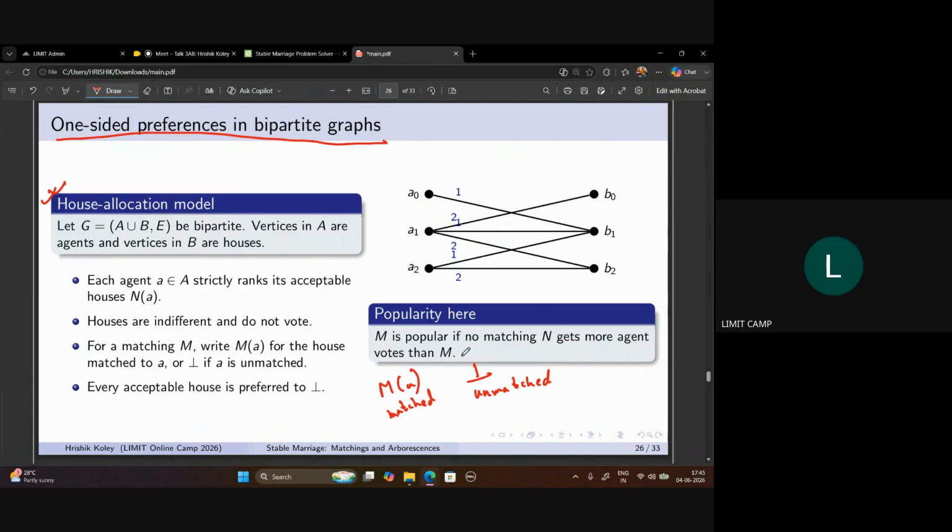So one major difference that you will see between arborescence and matching in case of their popularity is that for arborescence, there is always one which is strictly more popular than each and every other arborescence. While matching popularity is hinged on the fact that a matching has popularity greater than or equal to every other matching.